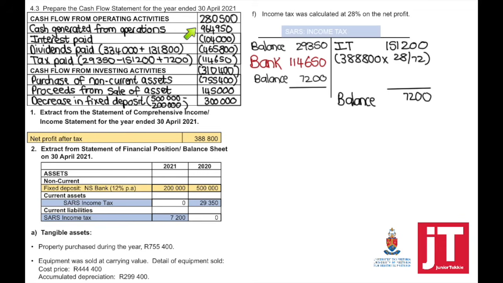Once we are done now, we can calculate the total operating activities. It's cash generated from operations minus interest paid, minus dividends, minus tax paid. If we look at the total cash flow from the investing activity, it's minus purchase of non-current assets plus proceeds plus the decrease in the fixed deposit.